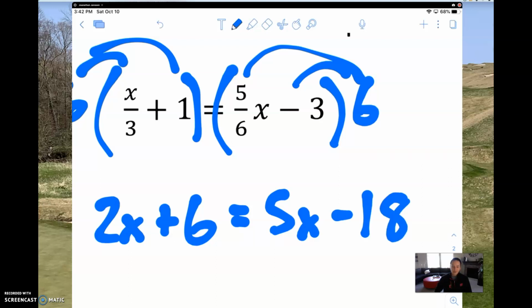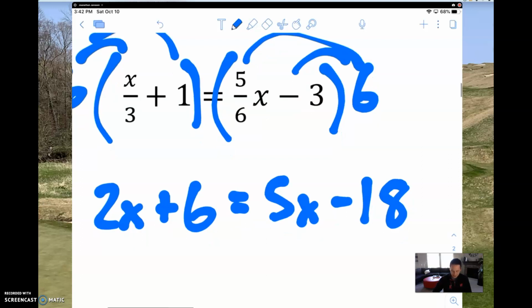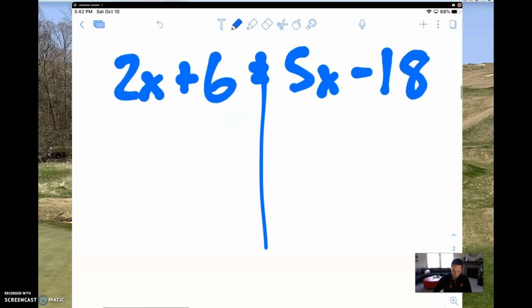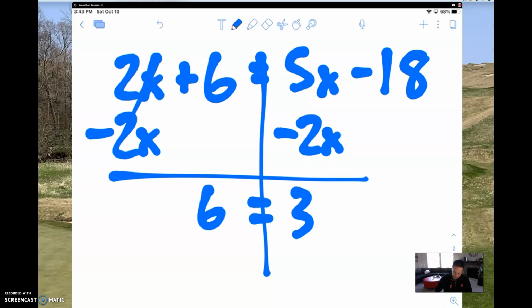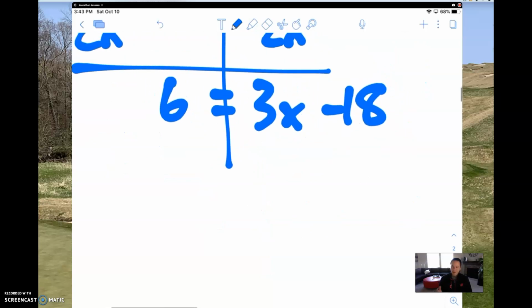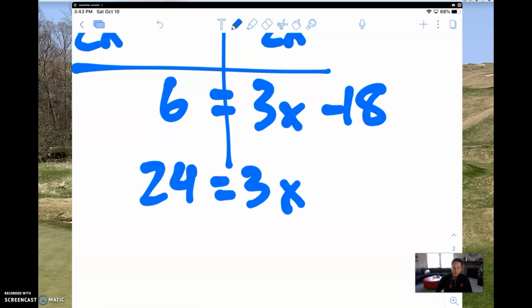And once again, we've taken that complicated looking problem and made it look a whole lot easier. And then to solve it, just do what we normally do. Minus 2x on both sides. And we get 6 equals 3x minus 18. And again, you can skip some steps here if you can do it in your head. If you add 18 to both sides, this becomes a 24. And if you divide by 3 on both sides, we get an 8.